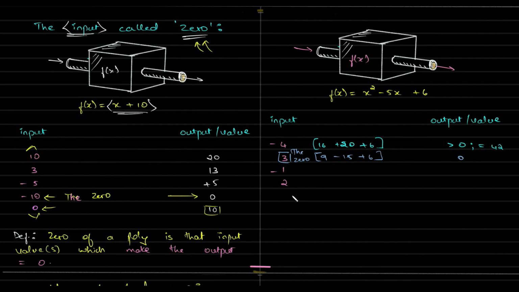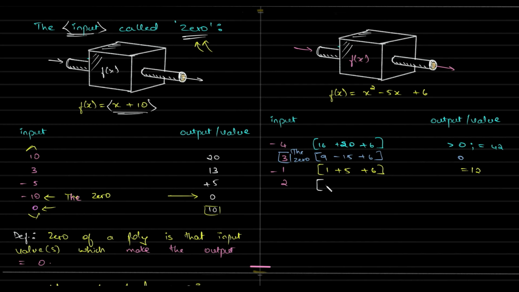Okay, but let's check other values also. Let us see what we get. Then we have minus 1. So minus 1 square is plus 1. Minus 5 into minus 1 is plus 5. Plus 6. And it's a value which is equal to 12. So not a 0.